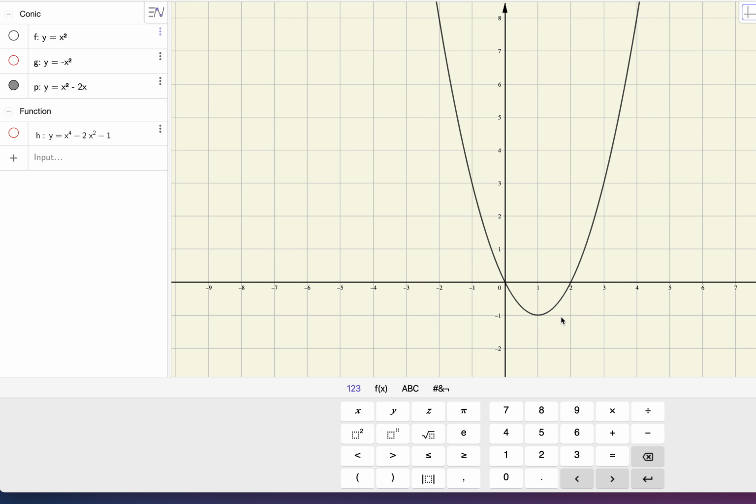Okay, but now I can ask you another question. I can ask you when this minimum occurs. When this minimum occurs. This minimum occurs when x is equal to 1.